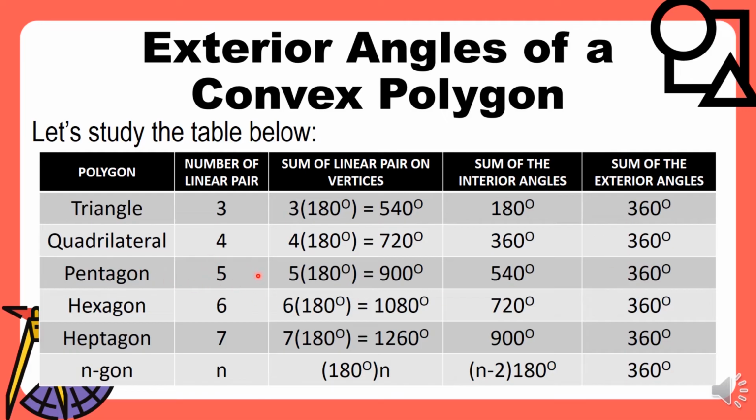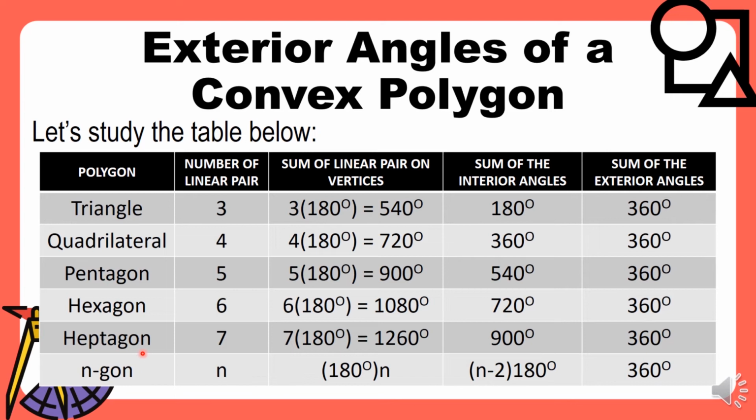Ang pentagon ay may 5 linear pairs. At ang sum of linear pair on vertices nito ay 5 times 180 degrees equals to 900 degrees. Tandaan na ang sum of interior angles ng pentagon ay 540 degrees. Kaya 900 minus 540 degrees is equal to 360 degrees. Ang hexagon ay may 6 linear pairs. At upang makuha natin ang sum of linear pair on vertices, i-multiply natin ang 6 sa 180 degrees. At ito ay may product na 1080 degrees. Tandaan na ang sum of interior angles ng isang hexagon ay 720 degrees. Kaya 1080 degrees minus 720 degrees is equal to 360 degrees.